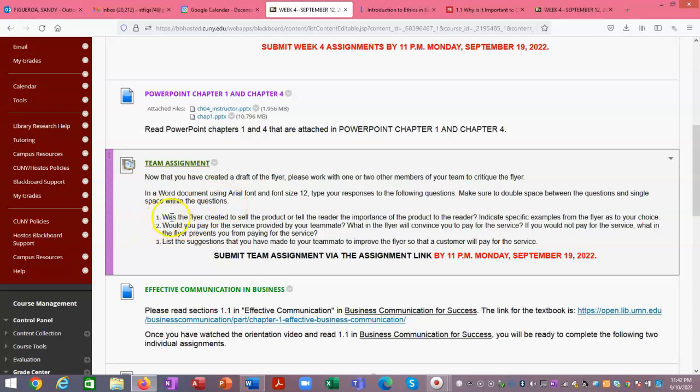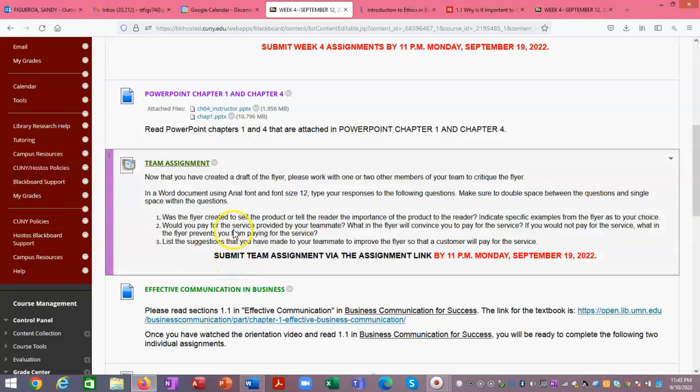Now, was your teammate's flyer created to sell the product or tell the reader the importance of the product to the reader? Indicate specific examples from the flyer as to your choice. Remember, you are looking at a flyer that your teammate has submitted. It's a draft of the flyer, so don't sit down and say, how come there are no pictures? This is the draft of the flyer your teammate created, the text, not the flyer itself. So that's what you're looking at, the text of the flyer.